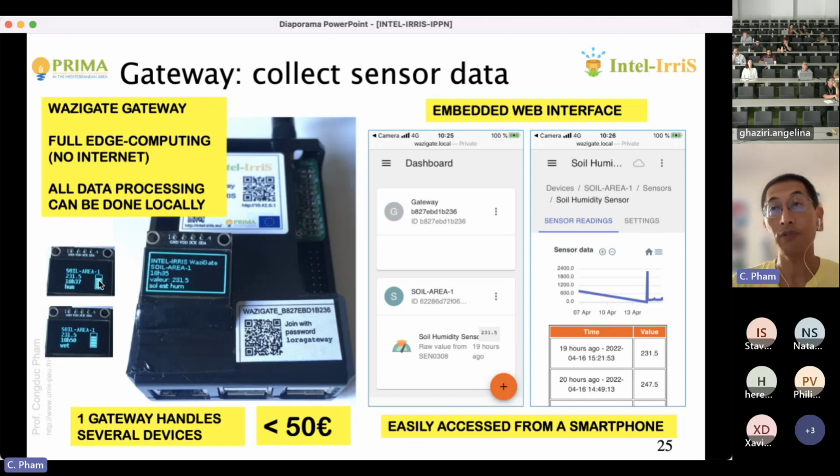But of course, if some smallholders feel comfortable with technology because they use smartphones and they're used to mobile applications, then we have an embedded web interface. So it is not a mobile application, it is more like an embedded web interface on the gateway. You use your smartphone to connect to the Wi-Fi, to the hotspot advertised by the gateway, and then you have a very nice responsive interface where you can have historical data and so on.